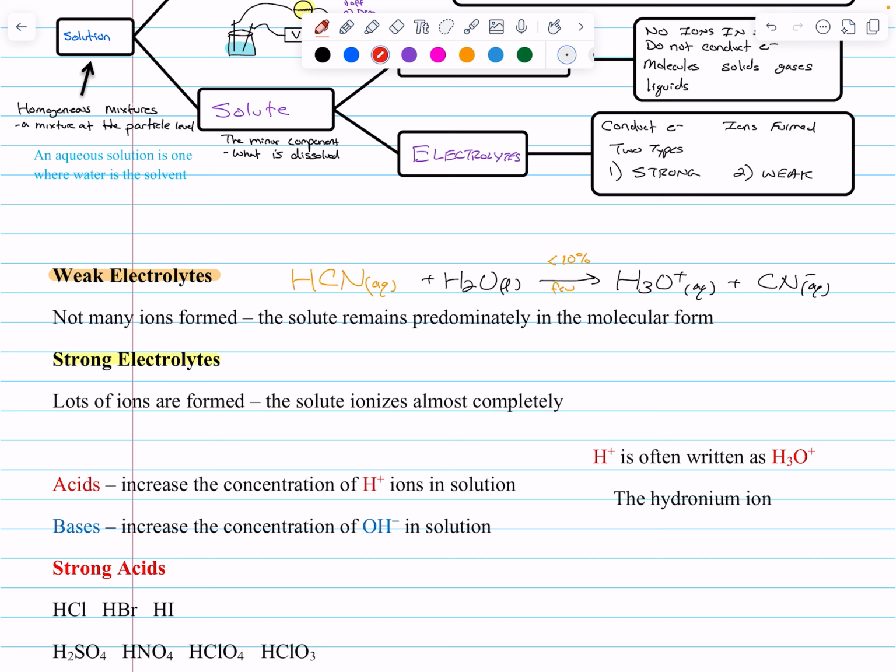Strong electrolytes. Hydrochloric acid is one of your strong electrolytes. We'll cover that in a second. HCl plus water goes into hydronium plus chloride. If we do that, we get about 100%, almost all.